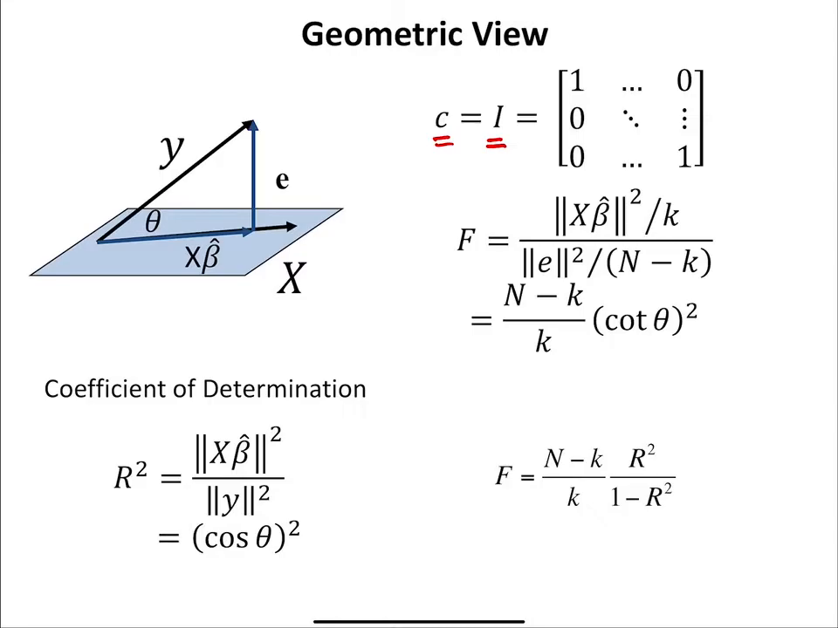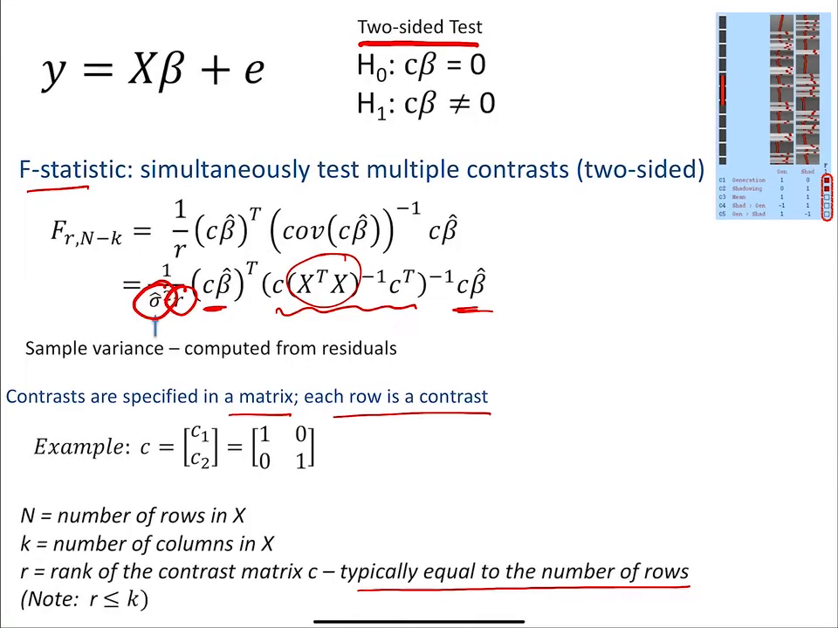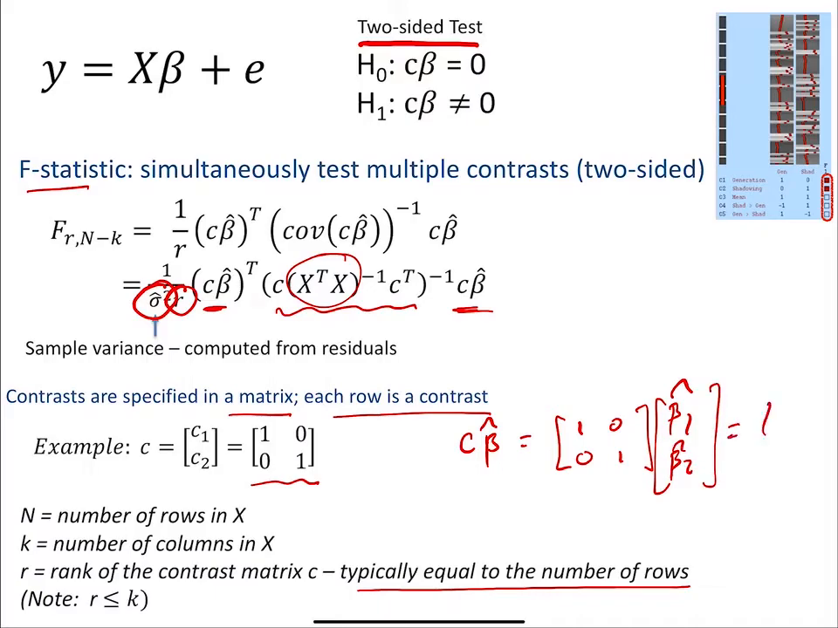So it just has ones along the diagonal. Okay? So it's going to be basically looking for every effect. All right. So if the contrast matrix is the identity matrix and just has ones, it's similar to this one here, where this was saying, if I have C beta hat, and that's just 0, 1 like that, then it just gives me beta 1 hat, beta 2 hat.